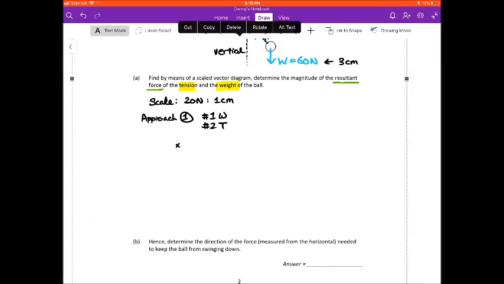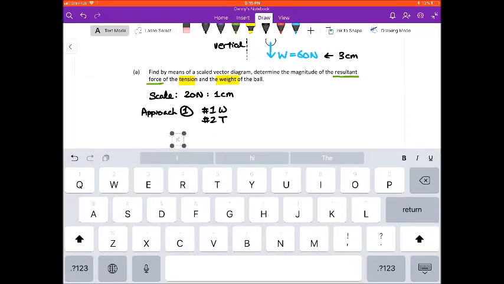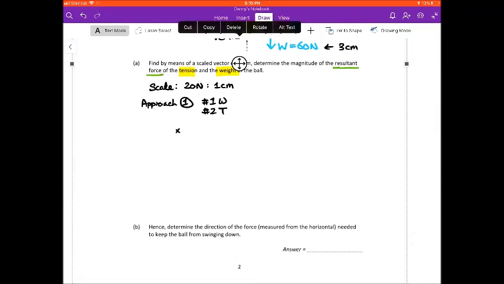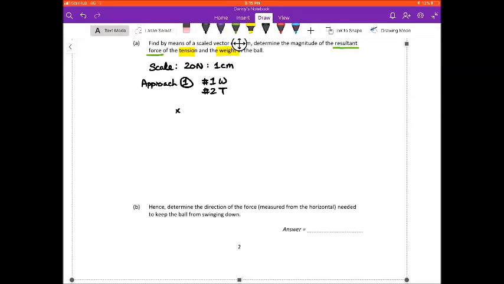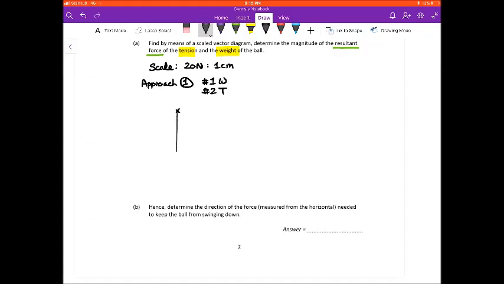Hey, what is happening? Draw mode. And I want to draw. 1, 2, 3 cm. So I stop here. This is my W, going down.